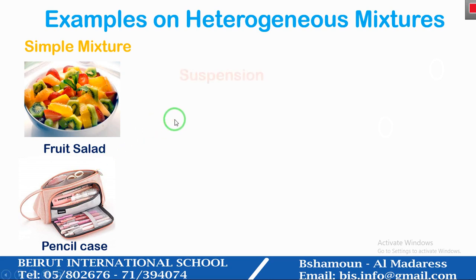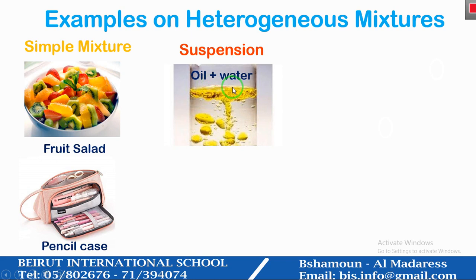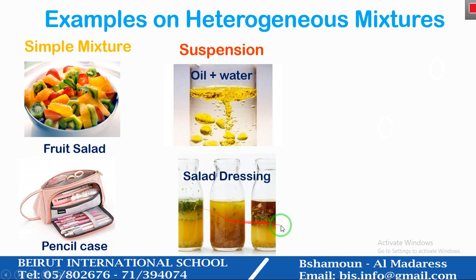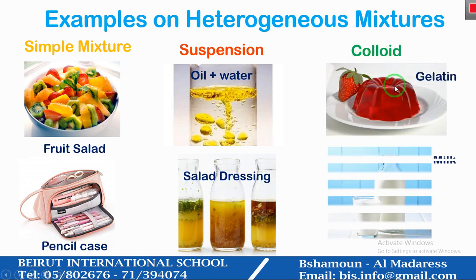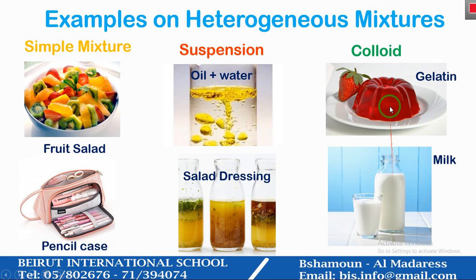The second type of heterogeneous mixture is the suspension. If I put oil and water together, even if I stir them, when I leave them at rest, they will form two phases, the oil on top and the water on the bottom. Similarly, for the salad dressing, you can see the different particles that cannot be mixed in the liquid. The third type of heterogeneous mixture is the colloid, such as the gelatin and the milk. They look homogeneous, but they are considered heterogeneous because the particles are spread throughout.